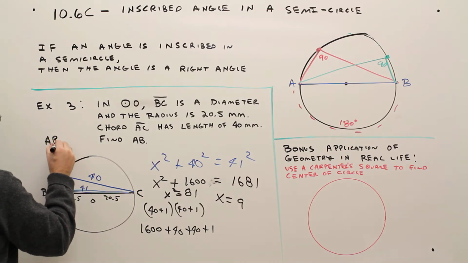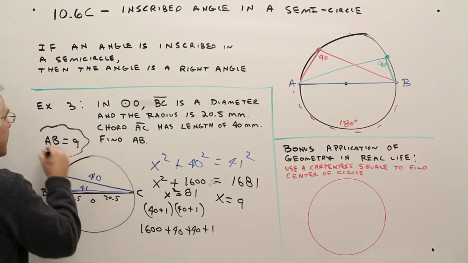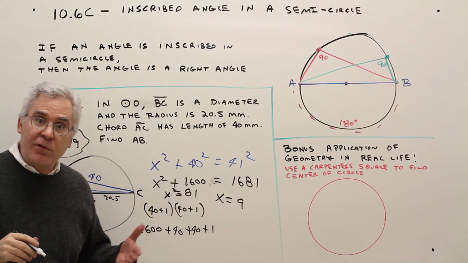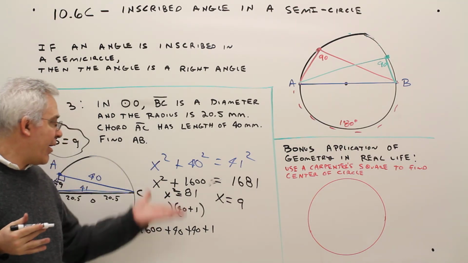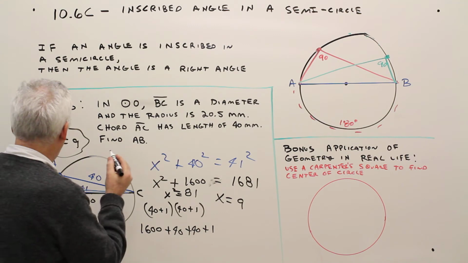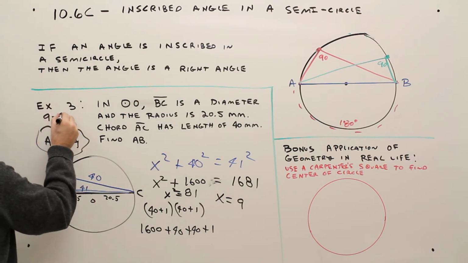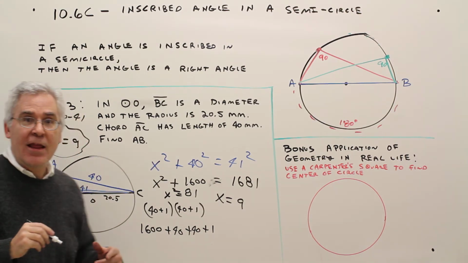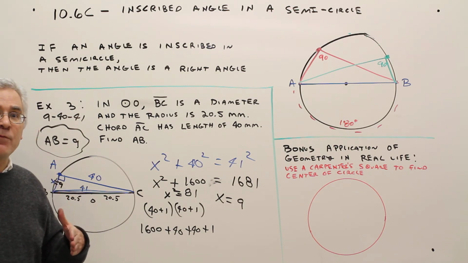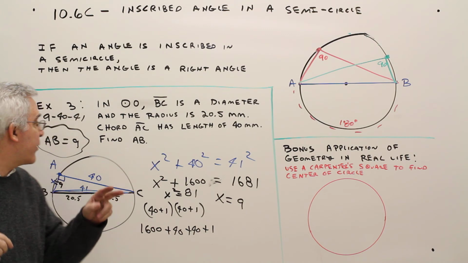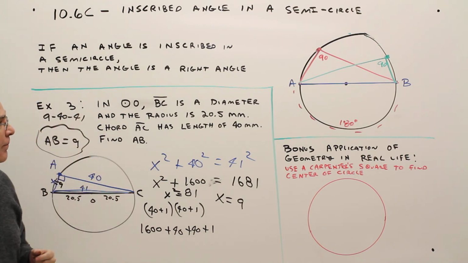So AB equals 9. Of course, this is yet another Pythagorean triple. If it comes up a lot, you'll memorize it. Otherwise, you'll just do this. So just bonus, we now have the 9, 40, 41. And again, remember what I said before. Typically, Pythagorean triples have numbers that differ by 1 unit or 2. So that differs by 1.